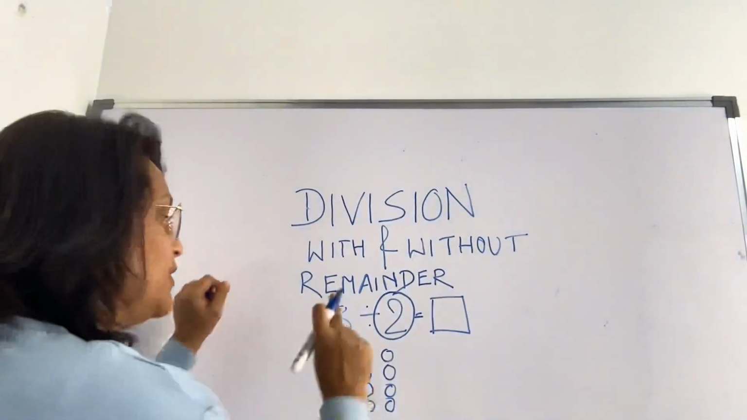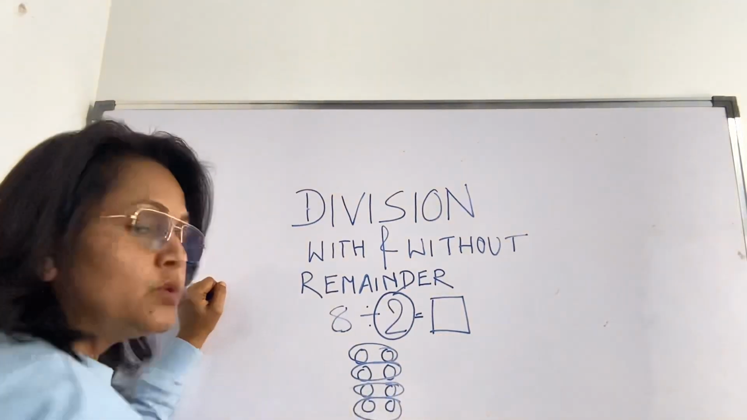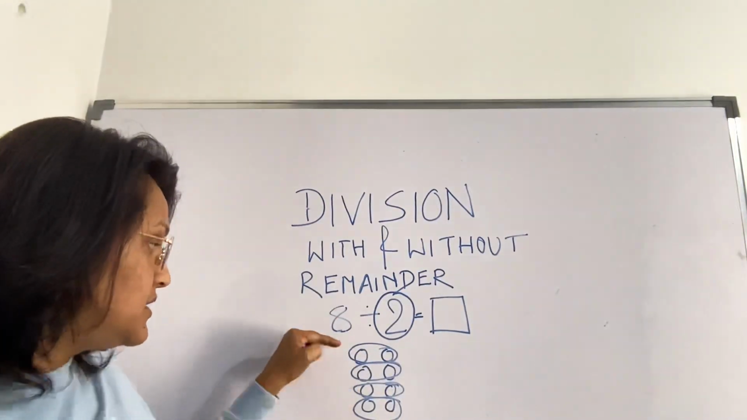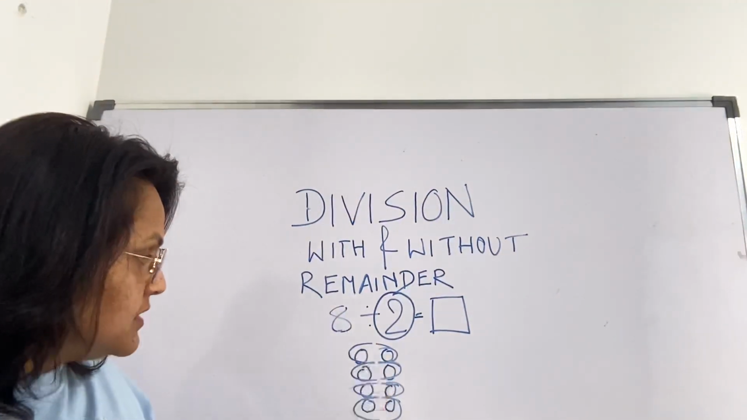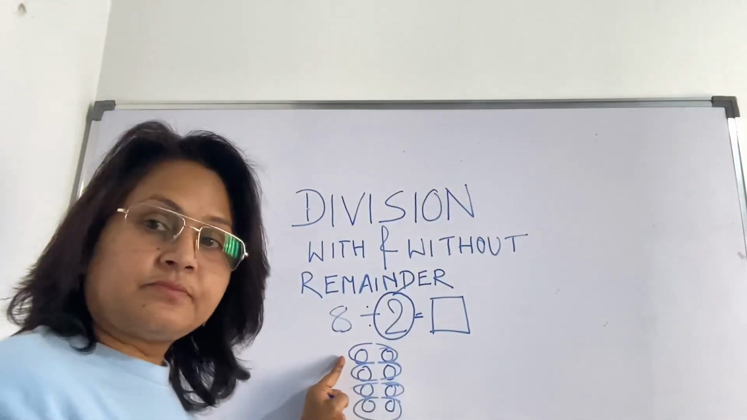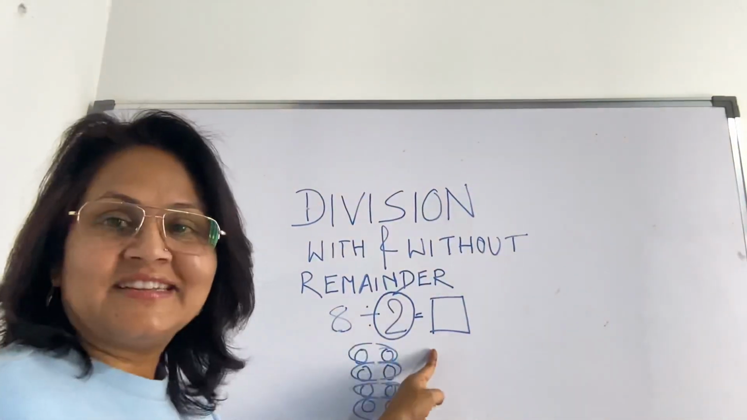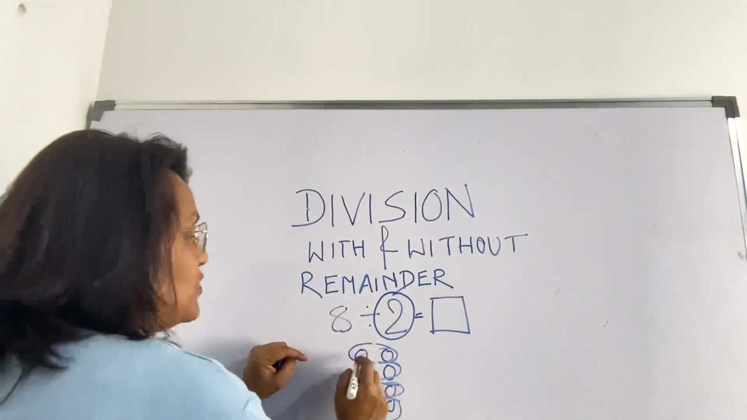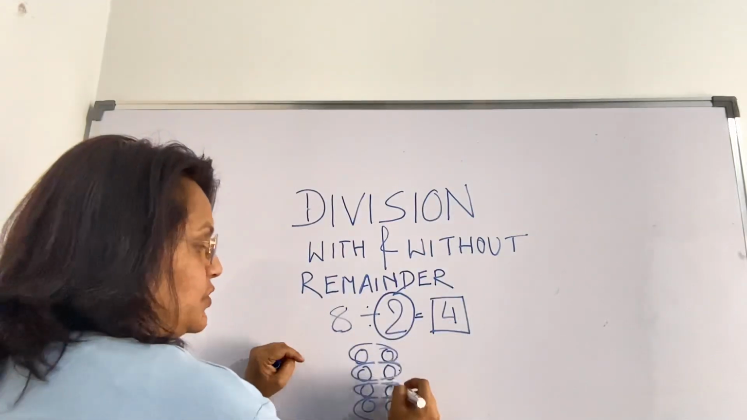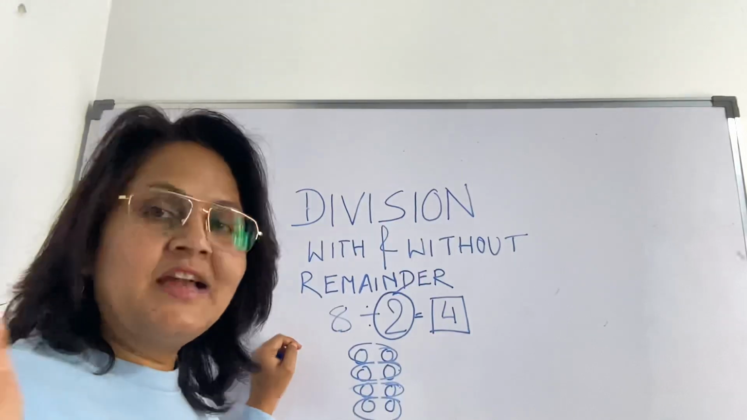Now, as we made the group of 2, we have to make just two groups. So, as explained in the concept of arrays, this is the number of rows and the column is 2. The number of rows is called the quotient. So the number of rows became 4. 1, 2, 3, 4. In the case of multiplication, I taught you in my previous video.